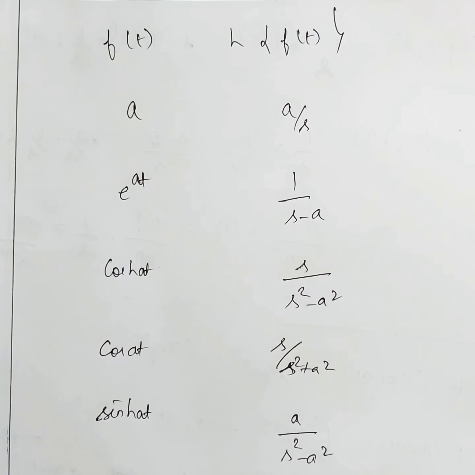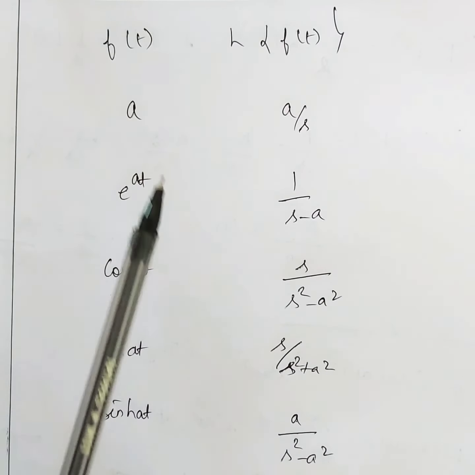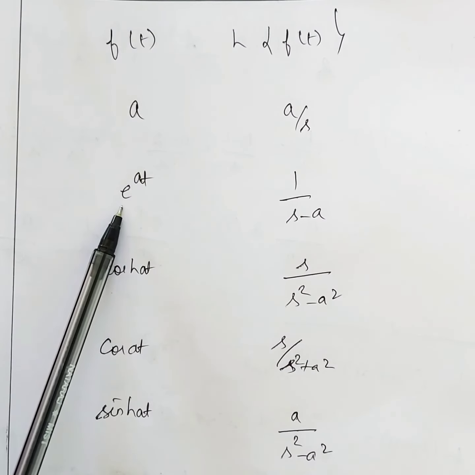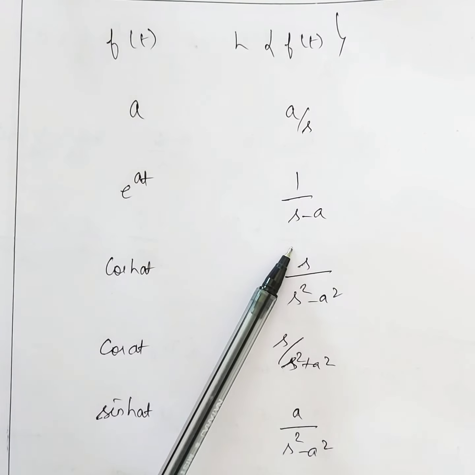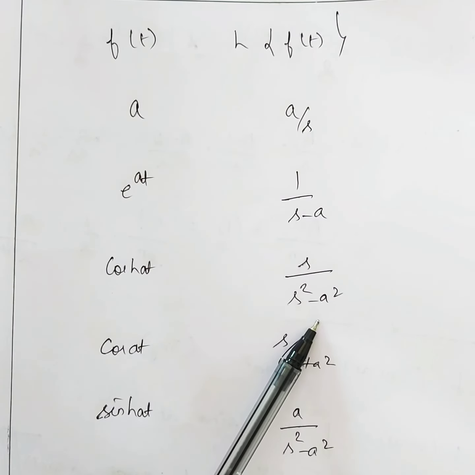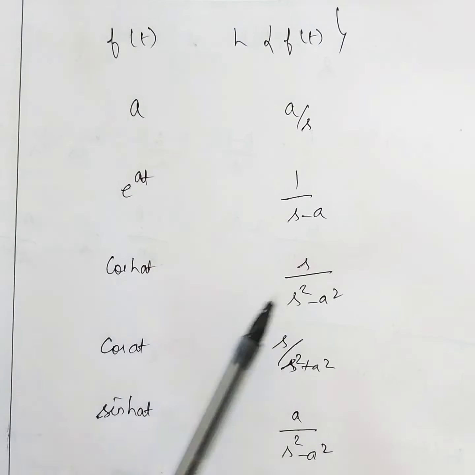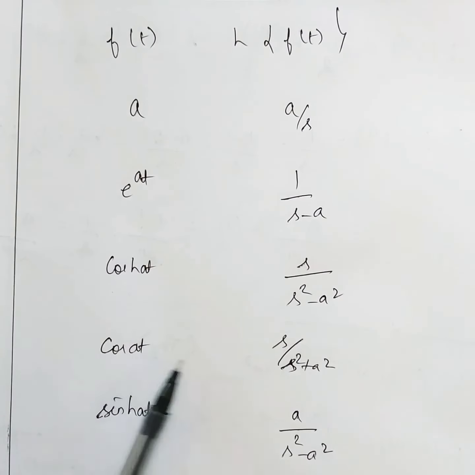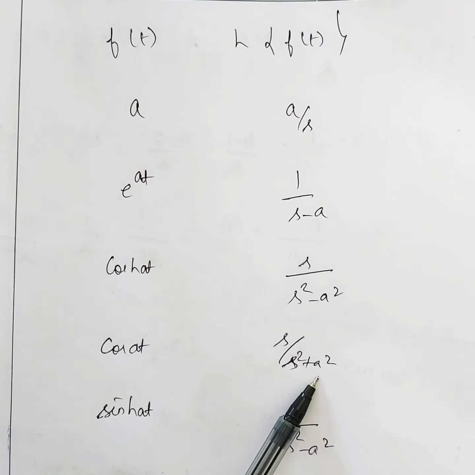Now these are the formulas that we have to memorize. We have seen this. What is Laplace of a? A by s. Laplace of e power at is 1 by s minus a. Here I have written the function, here I have written the Laplace of that function. Cos h at is s by s square minus a square. Cos at is s by s square plus a square.